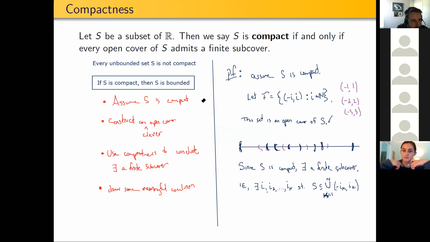So if we take the max of I sub k, I think I've said this poorly here, let's try this again. I'll say, the union of all of these, k goes from 1 to n, negative I sub k to I sub k, right? The union of all of those is totally contained in the negative maximum value to the positive maximum value. And that is definitely a bounded set.